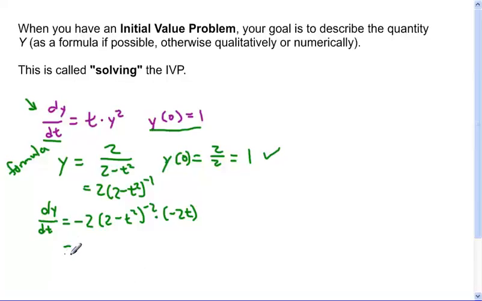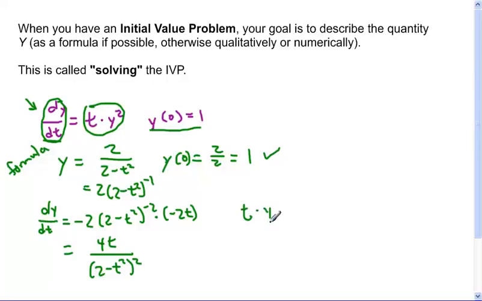Okay, so I think when I write that up nicely, that'll be a positive 4t over (2 minus t squared) squared, right? The negative 2 power means it's in the denominator squared. So that's the derivative of this candidate answer, the derivative of my y. That's this side of the differential equation. Now let me see what the right side of the differential equation is.